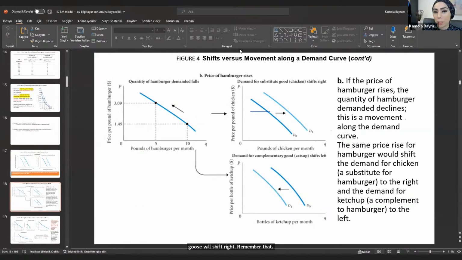Now, shift versus movements. Okay, this one I already explained. I will share the slides with you as well, so you can revise the topic. Well, again, now for the hamburger: the price of hamburger rises, the quantity of hamburger demanded falls. If the price rises, then what will happen? All ceteris paribus, all other things being equal, I will start to consume less hamburger.